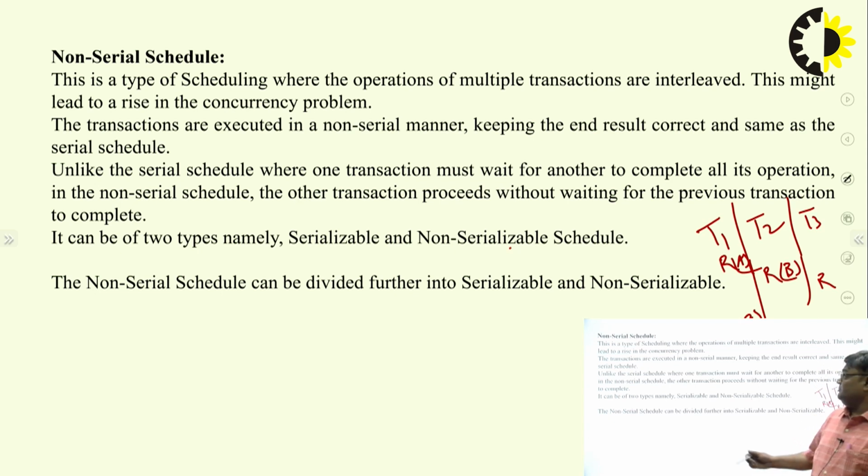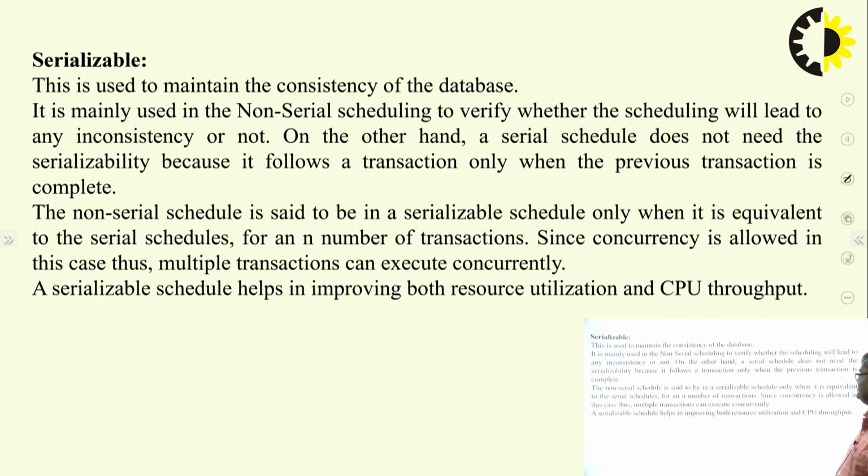It can be divided into two types, mainly serializable and non-serializable schedules. Serializable schedule is used to maintain the consistency of the database. Why do we need a serializable schedule? To maintain consistency, so the database should always be in a consistent state. It is mainly used in non-serial scheduling to verify whether the scheduling will lead to any inconsistency or not.